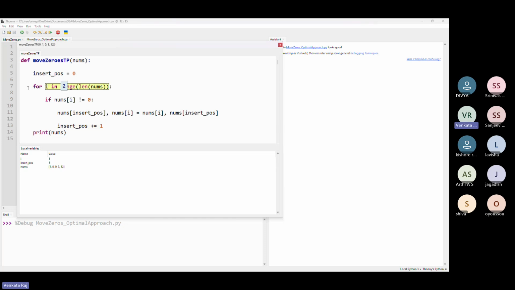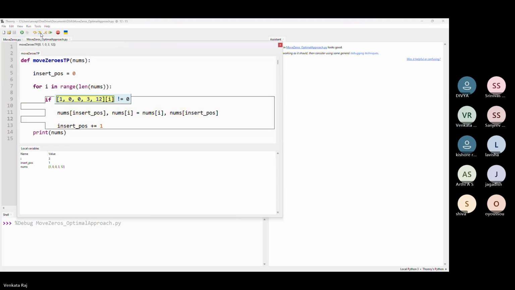For this for loop, i is incremented to 2, and now we get the second element of the array, which is actually 0. So this condition will become false, and we return the control back to the for loop. Next is the third element. The value is 3, and 3 is not equal to 0, so it's true. Now we can go for swapping.